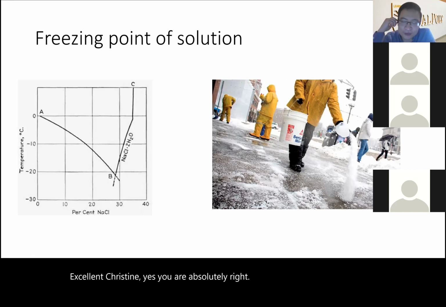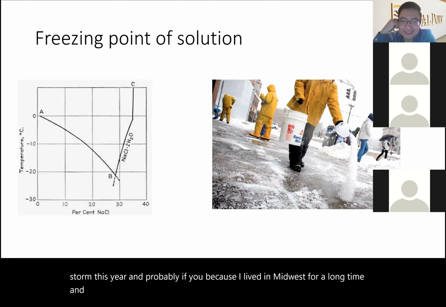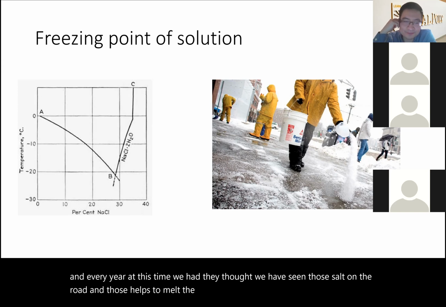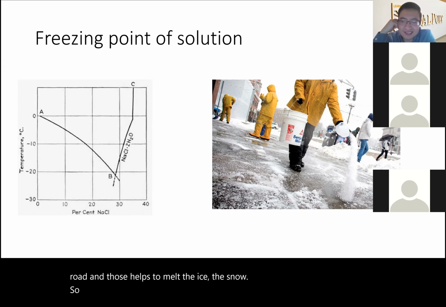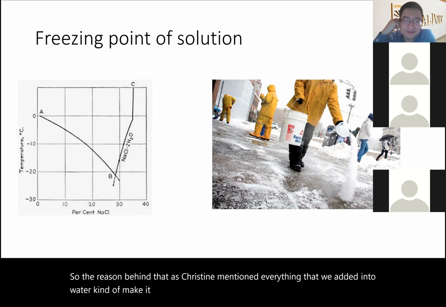One example is that the rest of California experienced a crazy storm this year. Because I lived in the Midwest for a long time, every year at this time we had salt. We have seen salt on the road, and it helps to melt the ice and snow. The reason behind that, as Christine mentioned, is that everything we add into water makes it more difficult for freezing to occur.